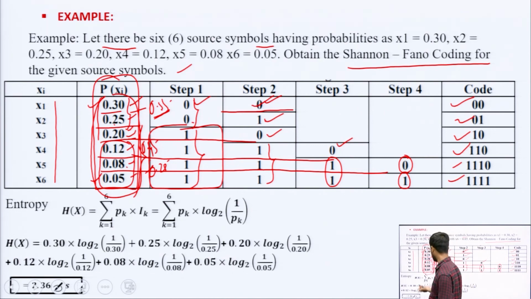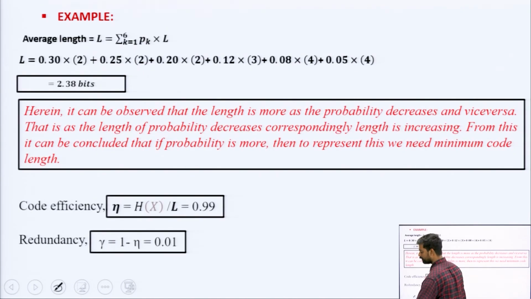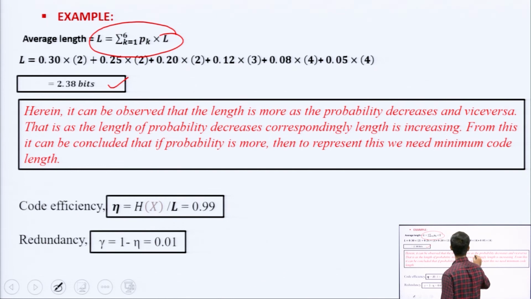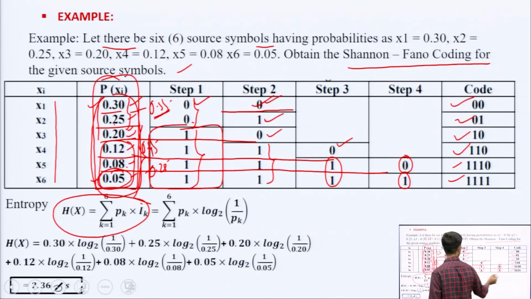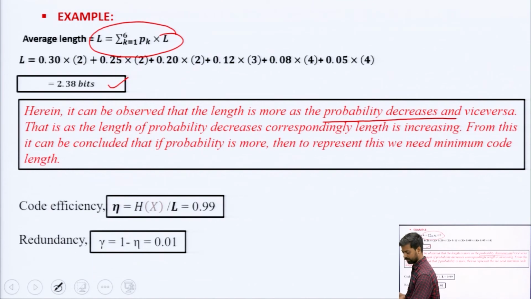So we can also calculate the entropy, like we have already seen in the previous classes. After putting these values, we can get the necessary entropy. Similarly, we can find the average length, which is given by this formula. Here it can be observed that the length is more as the probability decreases. If the probability is less, then the length is more. If the probability is high, then there is no need to code with the maximum number of bits.